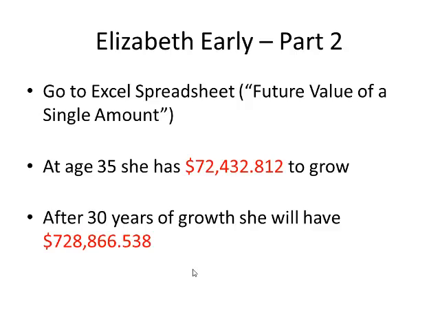Now what we need to do is ask how much that $72,432 is going to grow over the next 30 years. So we're going to go back to that spreadsheet and look at the part of the spreadsheet that says future value of a single amount. So basically we're going to think about this $72,000 right here, she's going to put in as a lump sum and then grow for 30 years.